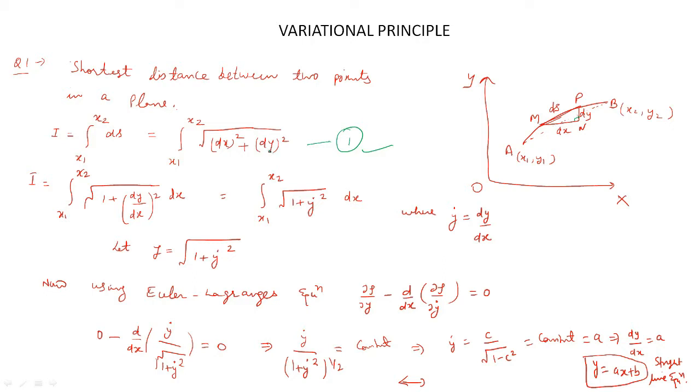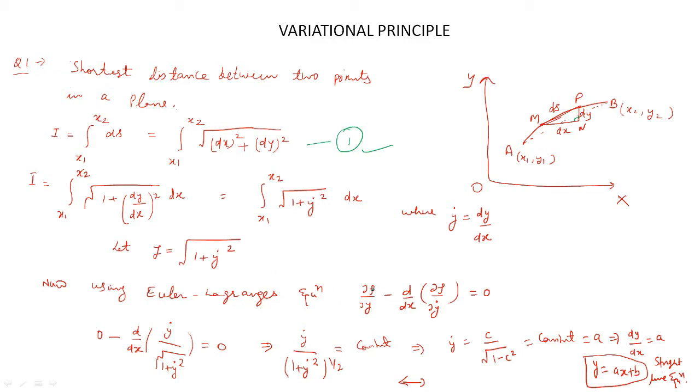Now we can take dx as common, so we can write the path length as I is equal to integral from x1 to x2 of root 1 plus dy upon dx whole square into dx. Here we can write dy upon dx as y dot, so it will be the integral from x1 to x2 of root 1 plus y dot square dx. Now we can assume it as a function, so f will be equal to root 1 plus y dot square.